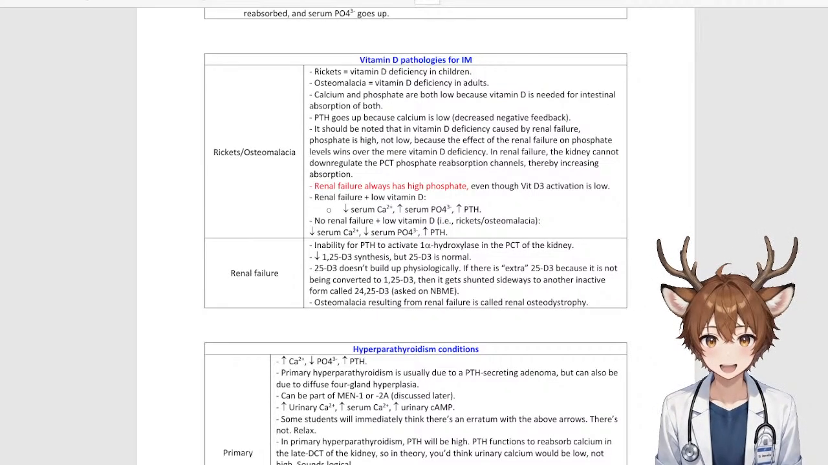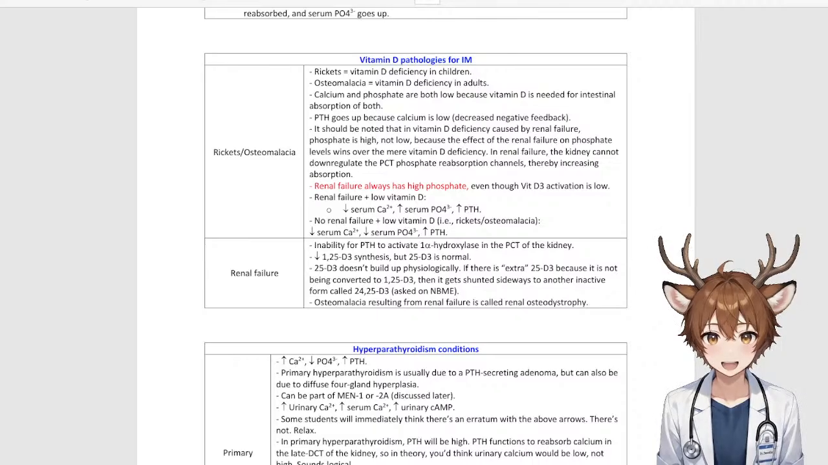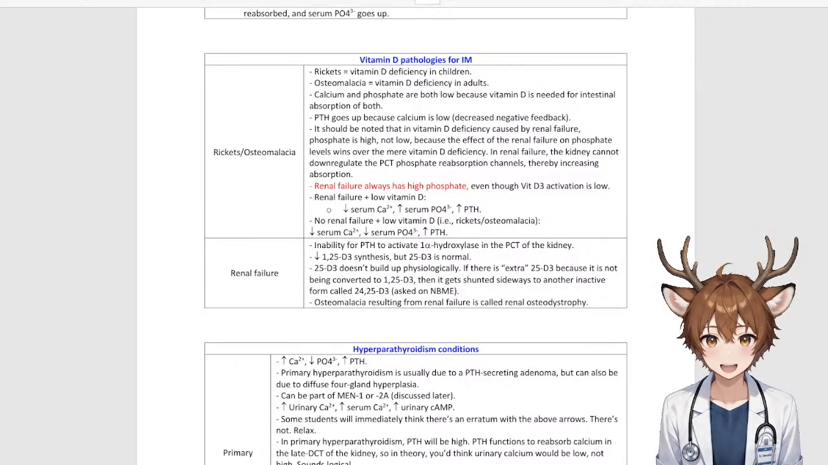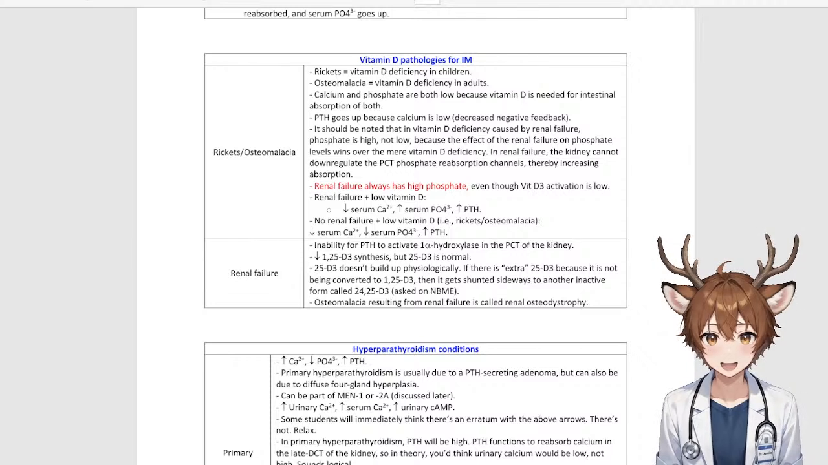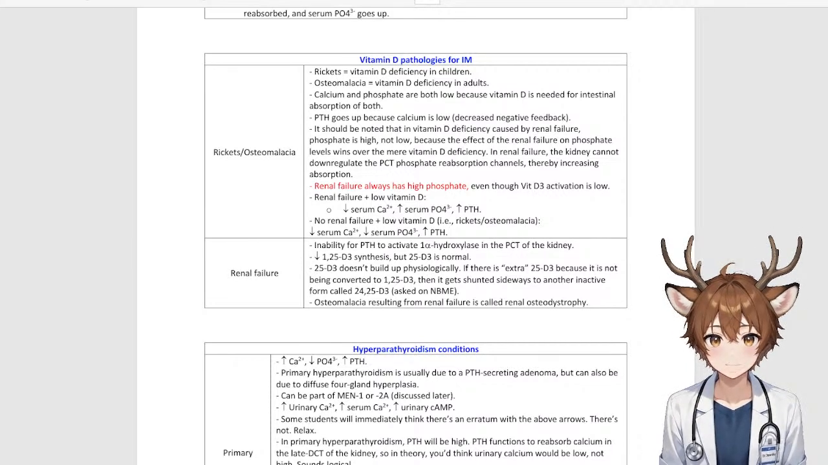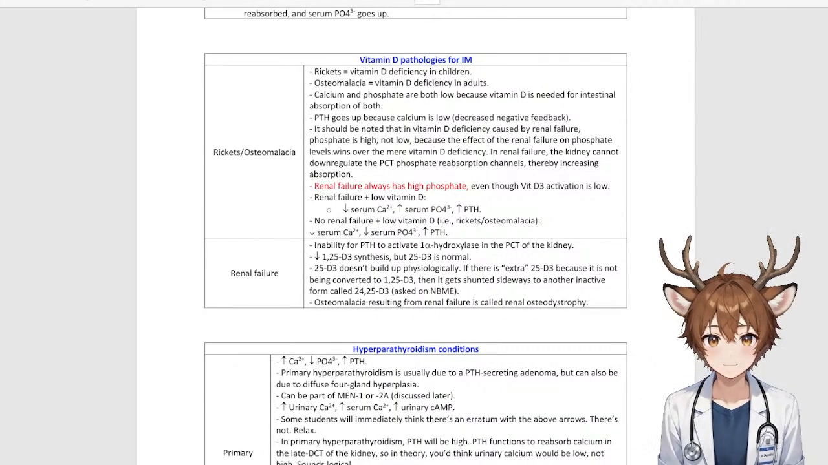Renal failure plus low vitamin D means you're going to have a low serum calcium, an elevated serum phosphate, and an elevated serum PTH. No renal failure plus low vitamin D, i.e. rickets or osteomalacia, will give you a low serum calcium, a low serum phosphate, and an elevated PTH.